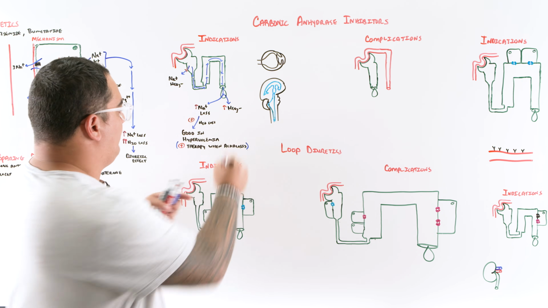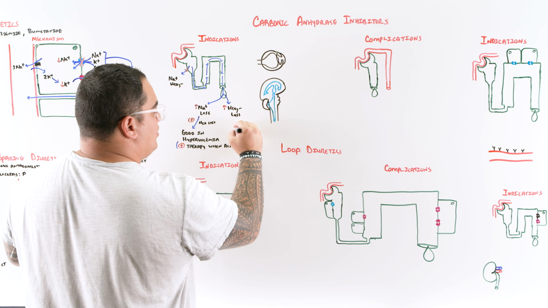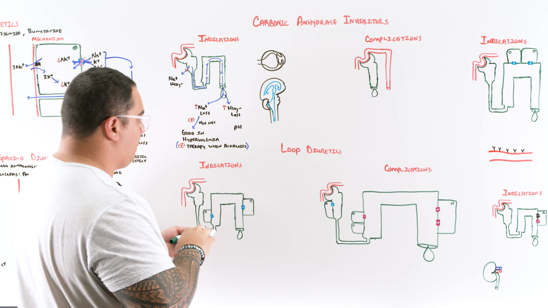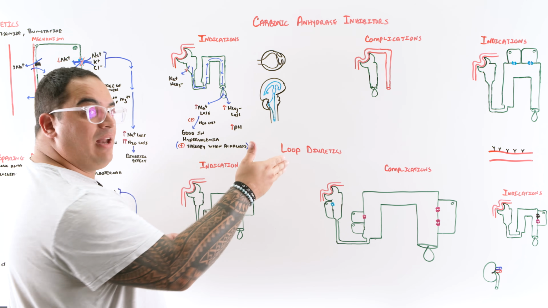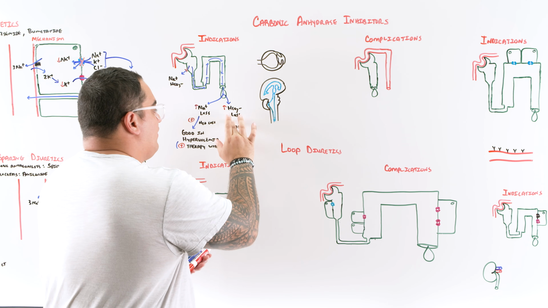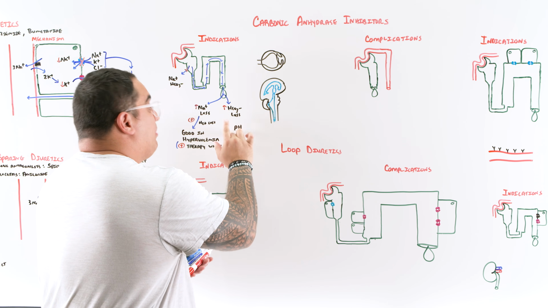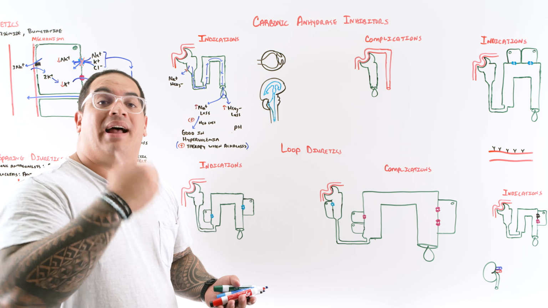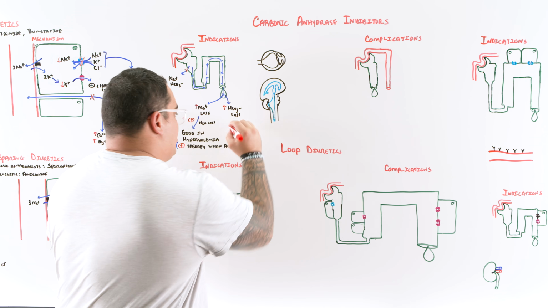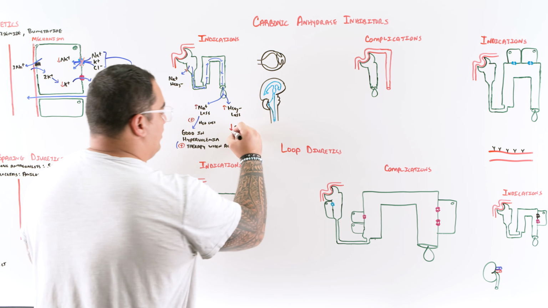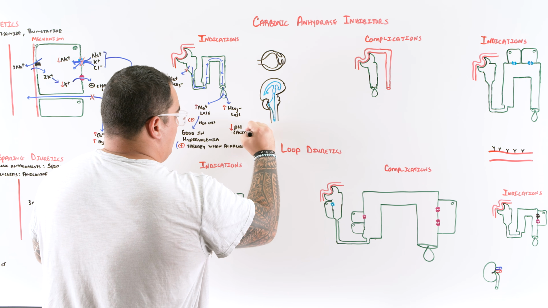So if you have a lot of bicarb loss, essentially you make the pH of the blood go up. So if you're getting rid of a lot of bicarb, you're going to have less bicarb in the bloodstream. And so if you have less bicarb in the bloodstream, the pH will go down. So that will cause the pH to drop, and that'll create an acidosis.